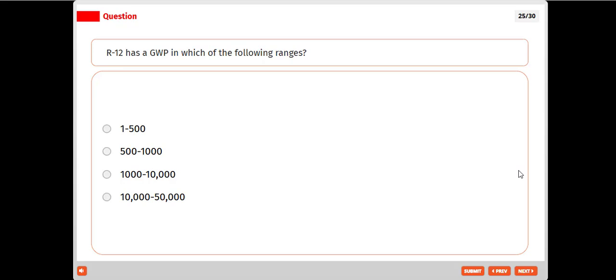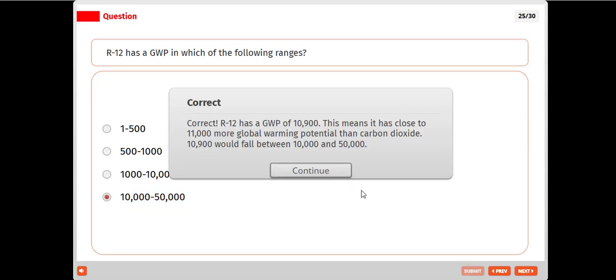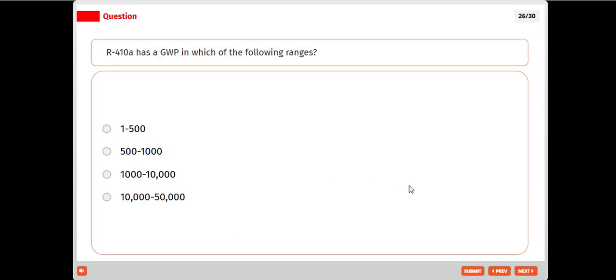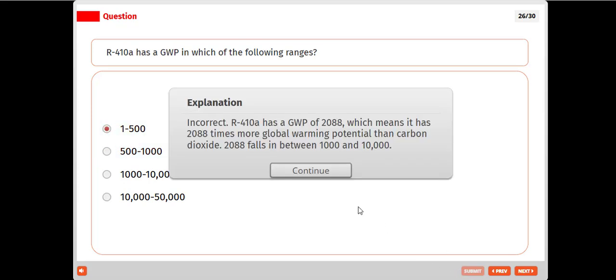R12 has a GWP in which of the following ranges? 10 to 50,000. R410A has a GWP in which of the following ranges? I don't remember. 1 to 500. The range from 1,000 to 10,000. This one.